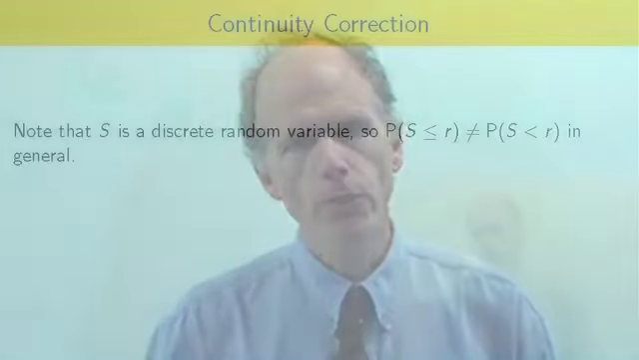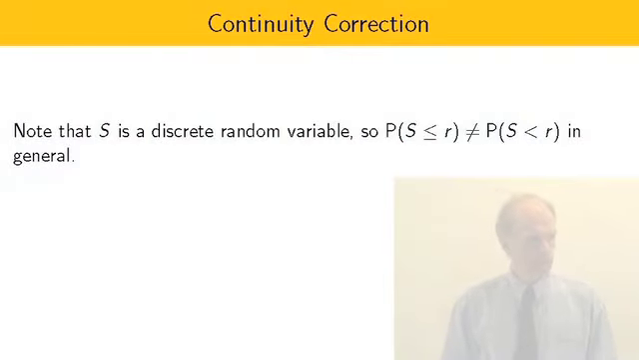Okay, but before we do the approximation, I'm going to just mention briefly something called the continuity correction. The continuity correction actually makes the approximation that little bit better. It works like this. S, which is binomial, can take values 0, 1, 2, up to n.